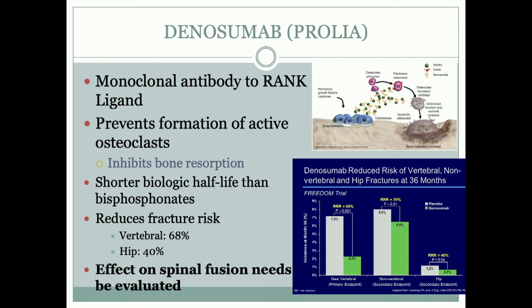So Prolia, or denosumab, you may be familiar with, is a monoclonal antibody to the RANK ligand, and it also works through the osteoclast pathway. So it's a reversible inhibitor of the osteoclast and inhibits bone resorption. This is also very commonly prescribed to patients because it's administered every 6 months. So patients really are on board with a medication that's given every 6 months.